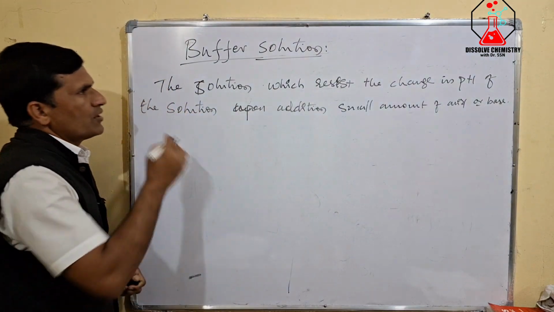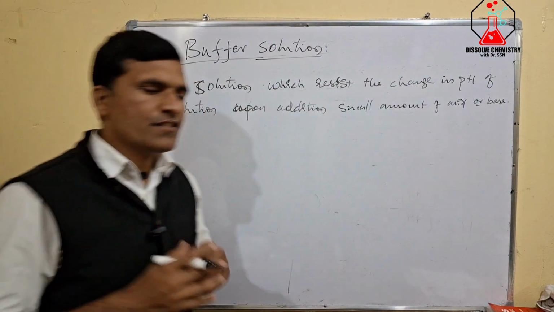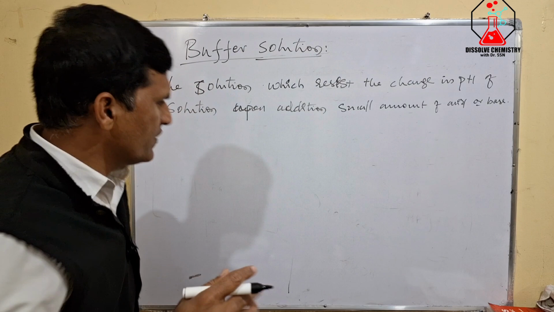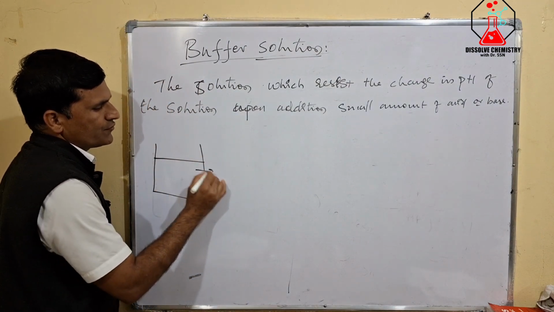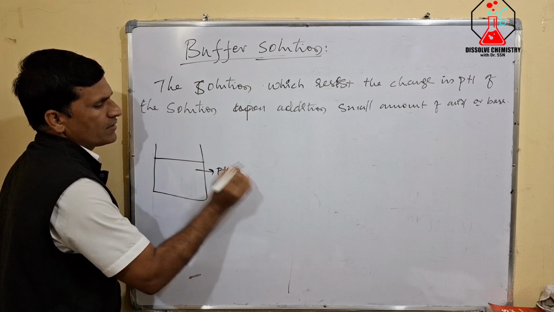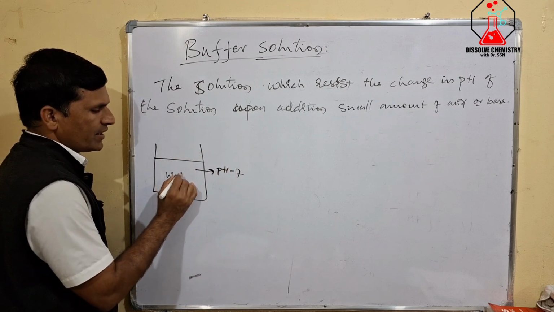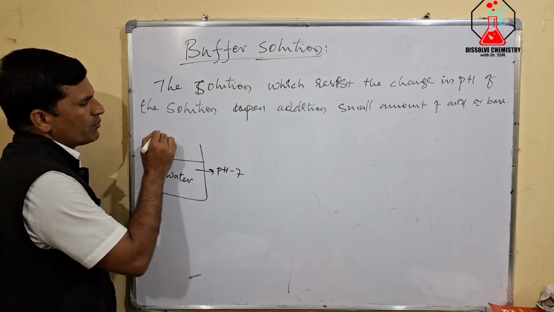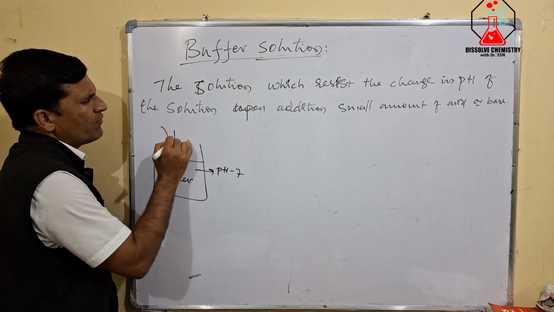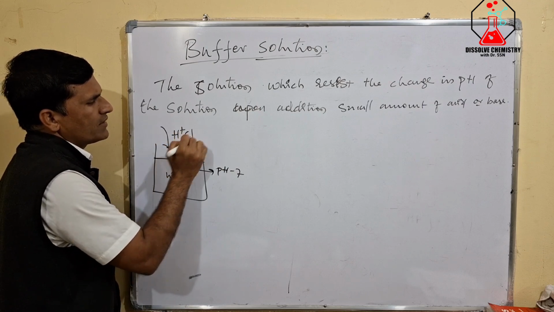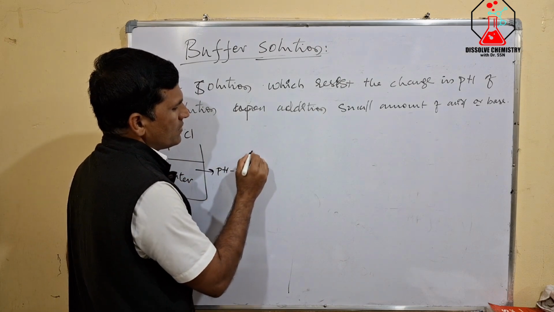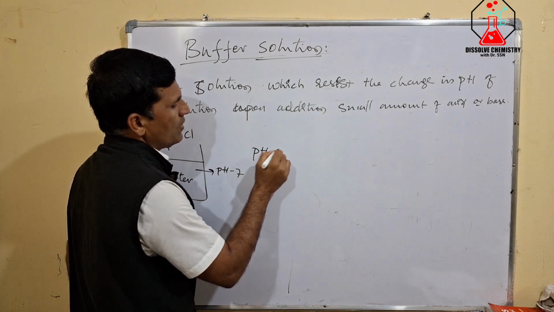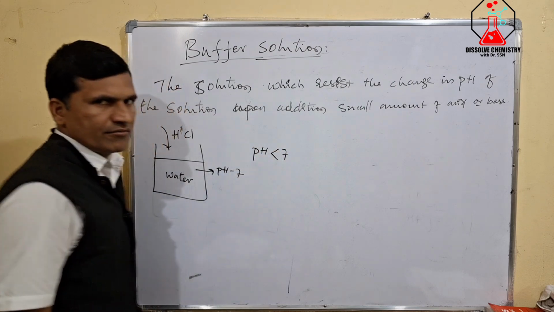What do we mean by resistance to the change in pH? We know that if you take water, its pH will be 7. Now suppose I add only 1 ml of H plus, that is HCl, a strong acid, to this. Then the pH will go down, becoming less than 7.